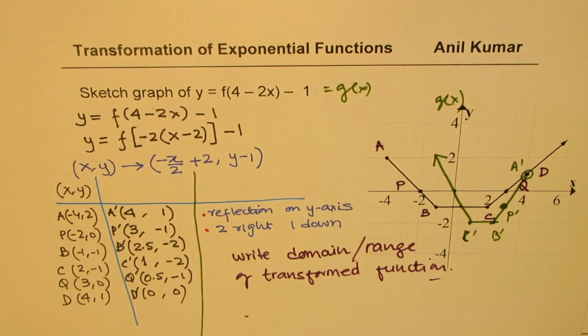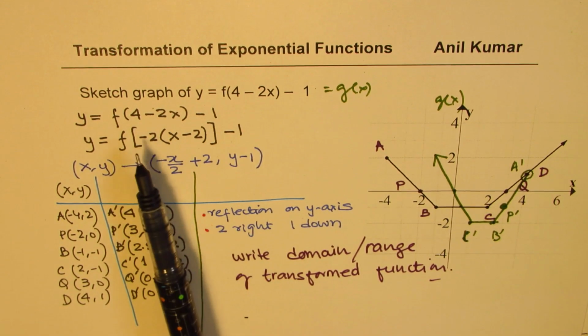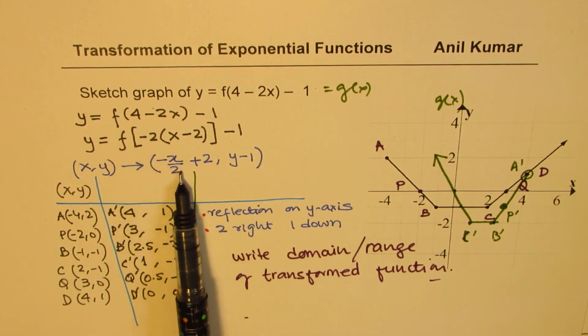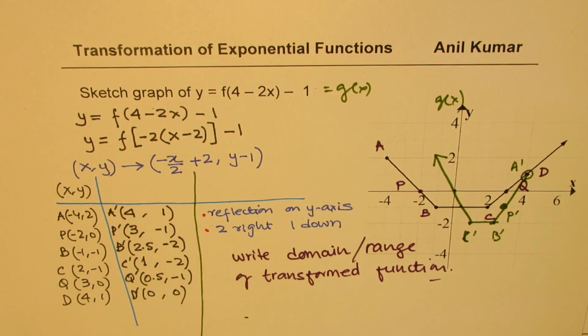I hope the solution of the question is understandable. We first figured out how to read the graph by finding the points on the graph, and then we transformed the function. The important thing was to factor the inside terms and get the right transformation. If you don't do that, you can make a mistake, right? So that is very important to understand.